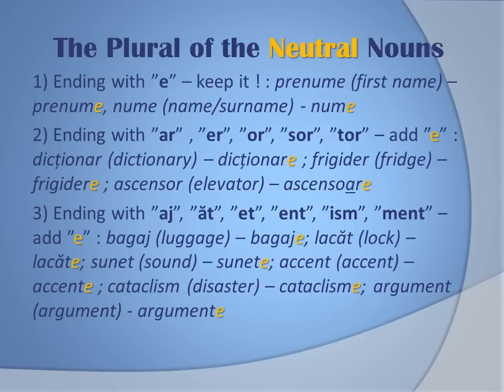Dicționar, dictionary, becomes dicționare. Frigider, fridge, becomes frigidere. Ascensor, elevator, becomes ascensoare. The same rule applies for those neutral nouns ending with aj, with ut, with et, with ent, with ism, and with ment. Again, you have to add e at the end, okay?